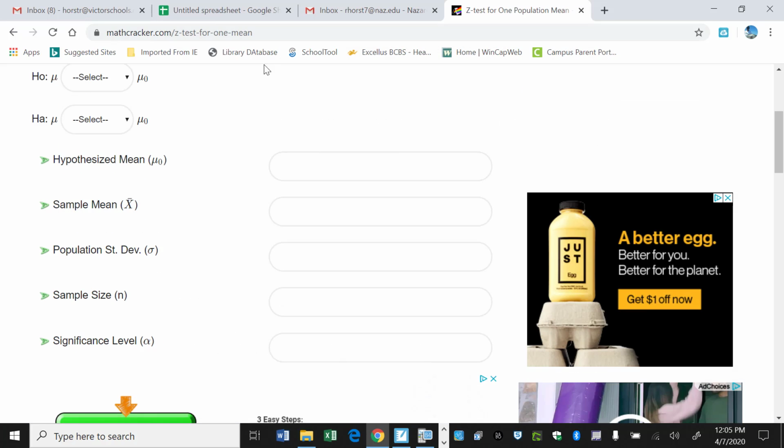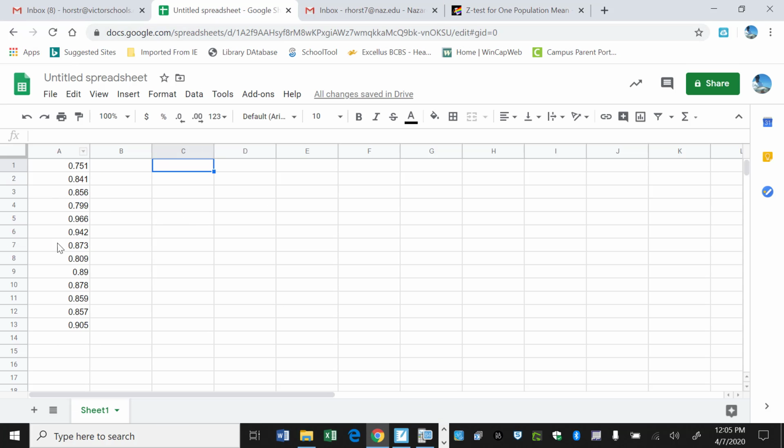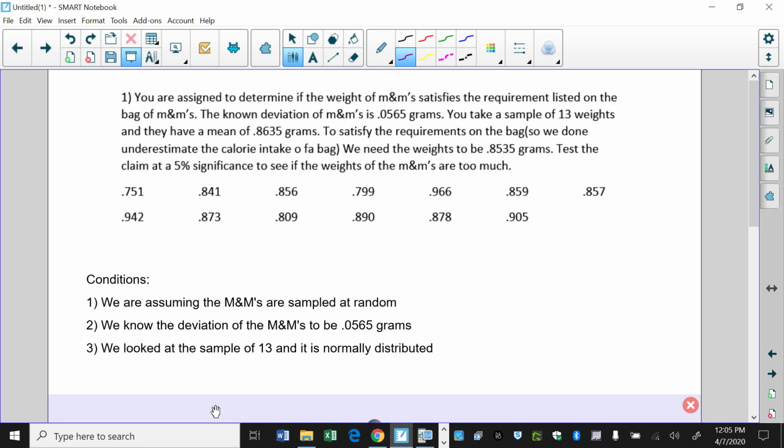And just real quick, what I did is I put this on a spreadsheet. I went here, and if you just click here and order them, you'll notice that a majority of them are 0.8. There's a few 0.7s, a few 0.9. So this would classify as normally distributed. So I could say just some simple statement: we looked at a sample of 13 and it's normally distributed.